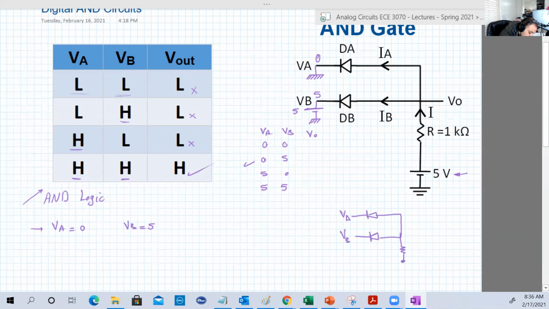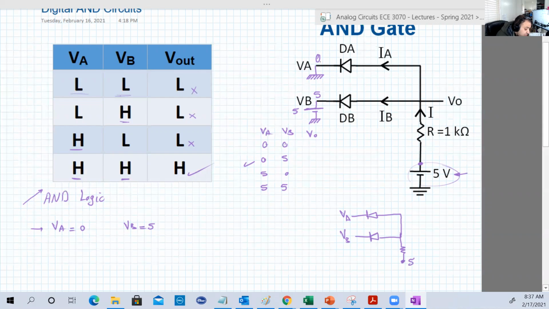VA, VB, and nobody will draw a battery here. They will just put 5. So this node here is 5 volt. But what does this mean? Basically, we connect it to a battery of 5 volt. That's what it means, to put a node with some value for voltage. Anyways, let's go back to our solution here.